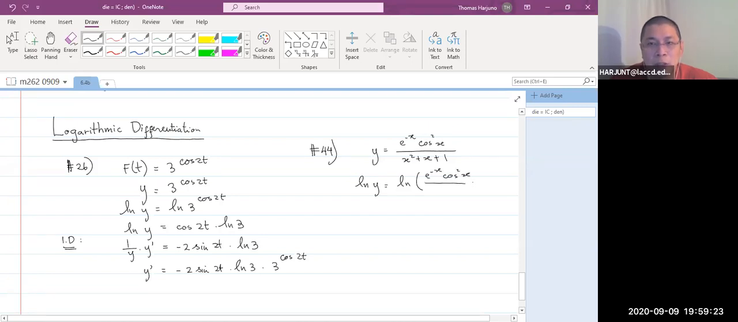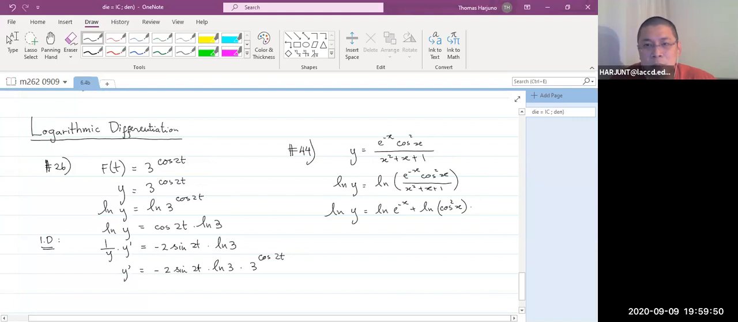Now, the nice thing about logarithmic differentiation is it will change the product and quotient into sum and difference. So in other words, the natural log of y then becomes the natural log of e to the negative x, plus the natural log of cosine squared x, minus the natural log of x squared plus x plus 1. Okay, if I simplify a little bit, this is negative x, right? This is plus 2 natural log of cosine x, right? Because the exponent moved to the front. And the last guy stays the same.